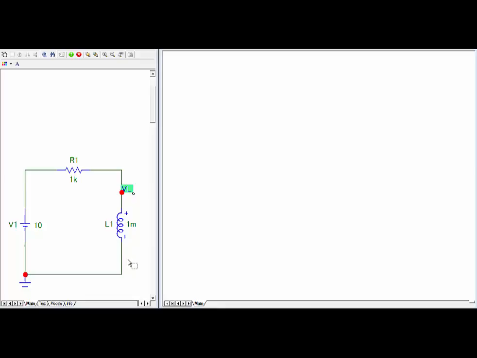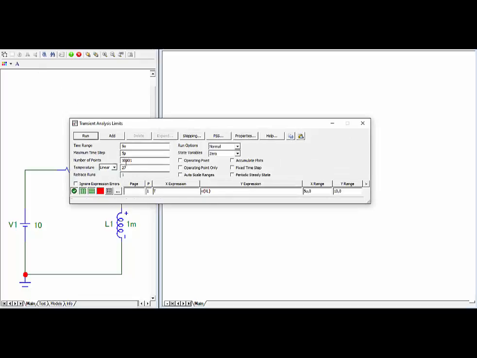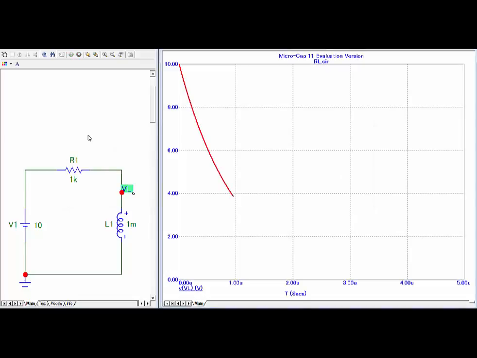What we're seeing here is an RL circuit, a series circuit of course, in the MicroCap simulator. We open up the transient analysis limits, we set the range that we want on X and Y, we also set the time range, the maximum time step, a few other parameters, we hit run, and something very familiar in terms of exponential decay transpires.